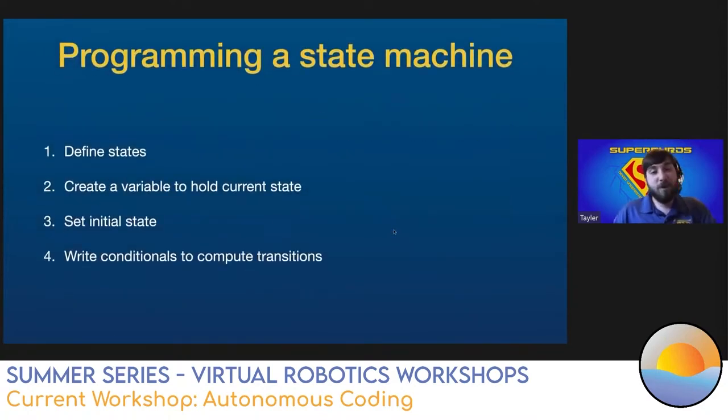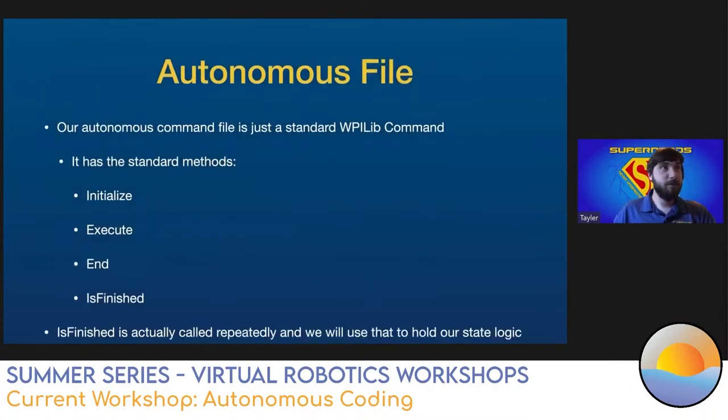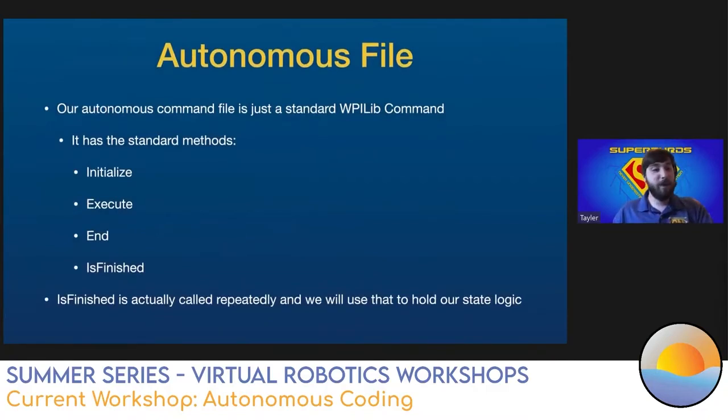Okay, so programming a state machine, the first thing we want to do is define our states. Then in our code, we're going to create a variable to hold the current state. Then we'll set the initial state, and then we start writing the conditionals to compute when we should change from one state to another. So we're going to do all of this in a single autonomous file.